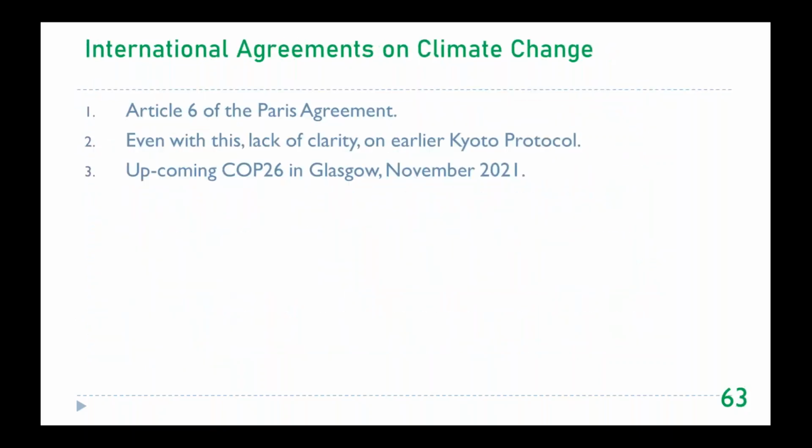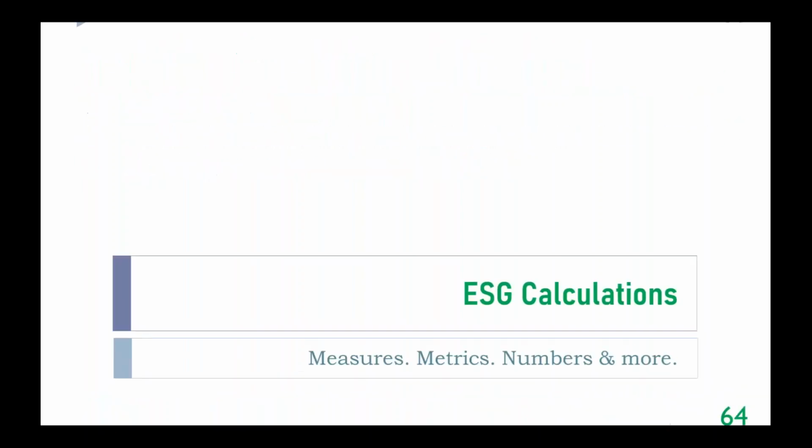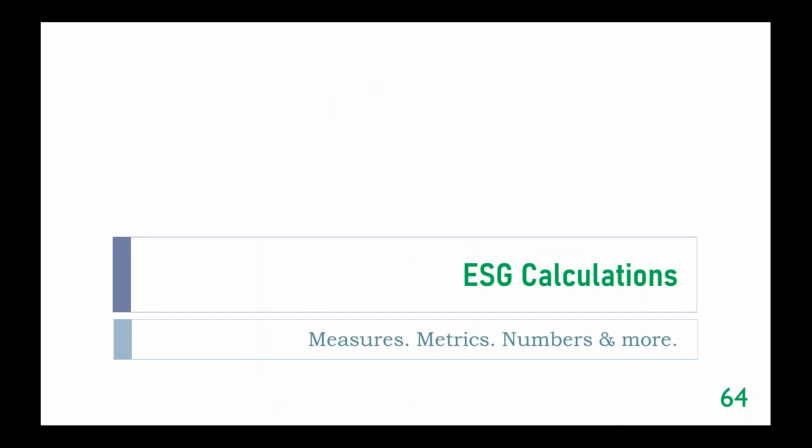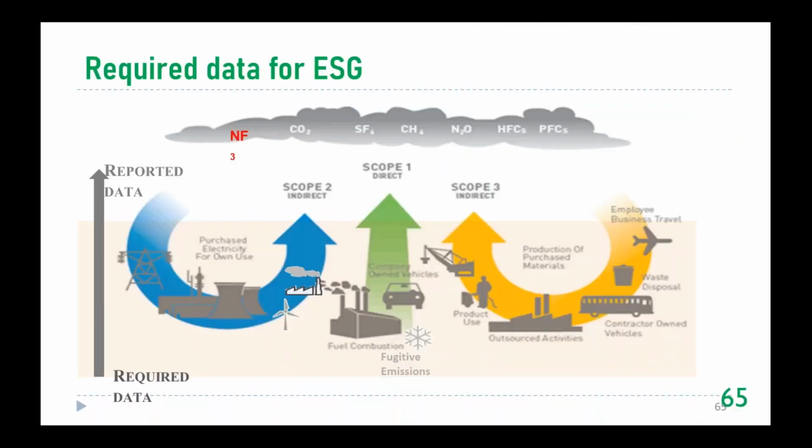On climate change, there are the international agreements, Article 6 of the Paris Agreement. Even with this, there was a lack of clarity on the earlier protocol, and there is the upcoming COP26 in Glasgow in November. After that, we'll again have to track the emerging trends, how computation is going to take place, and acceptability between countries to help meet global objectives. But these ESG calculations I shall go into in a little more detail in a separate session.